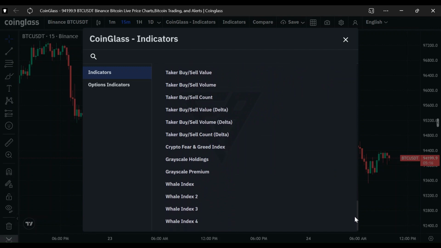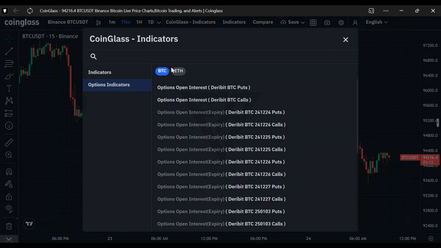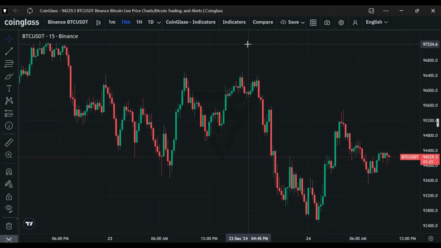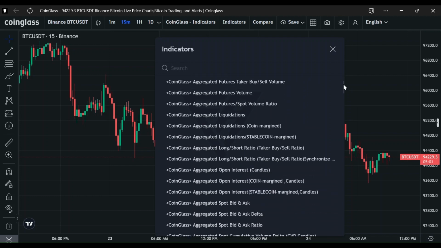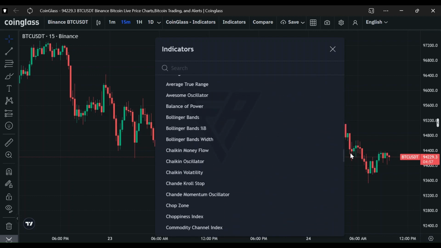Also here you can find indicators for the options market, for both Bitcoin and Ethereum. And if you want to use TradingView indicators, you can also find them here. These are all the indicators, both from CoinGlass and TradingView.